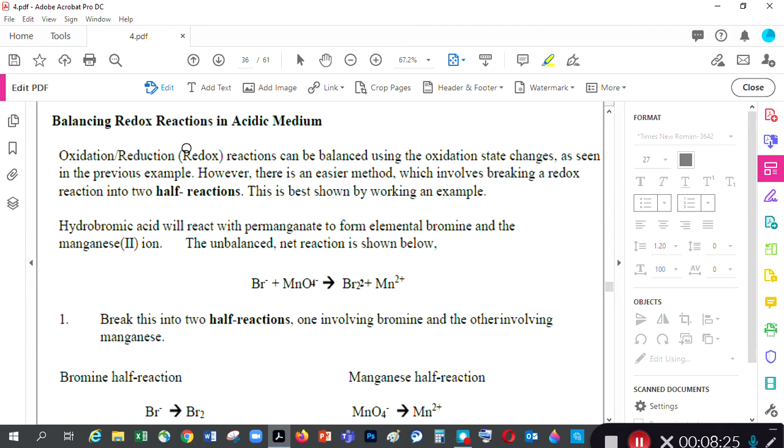Balancing redox reaction in acidic medium. This is a little bit more work, more demanding, but it's not really difficult to do. It's very straightforward, but a few more steps are needed. So in this type of balancing redox reactions, in acidic medium or in basic medium as well, we have to watch the two half reactions. The oxidation reaction by itself, the half reaction, and the other half is the reduction half reaction.